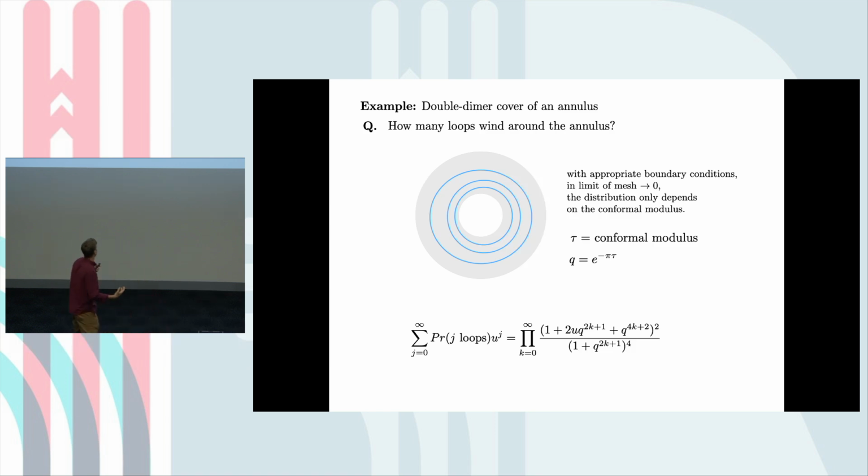And it has a very pretty answer, again. If you take the limit as the mesh size of the graph goes to 0, this distribution only depends on the conformal modulus of the annulus. If I call tau the conformal modulus, and q is e to the minus pi tau, as usual, then the generating function for the probability of having exactly j loops has a very pretty formula, which some number theorists in the audience might recognize, involving some theta functions.